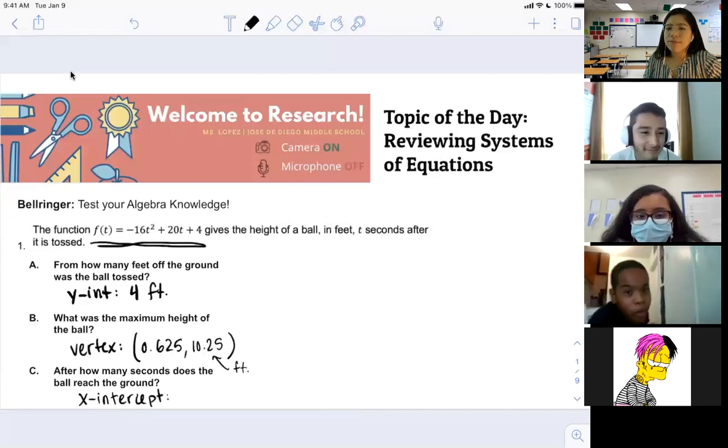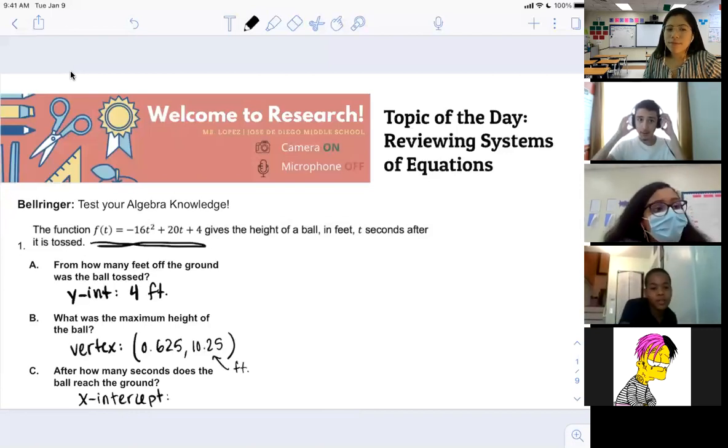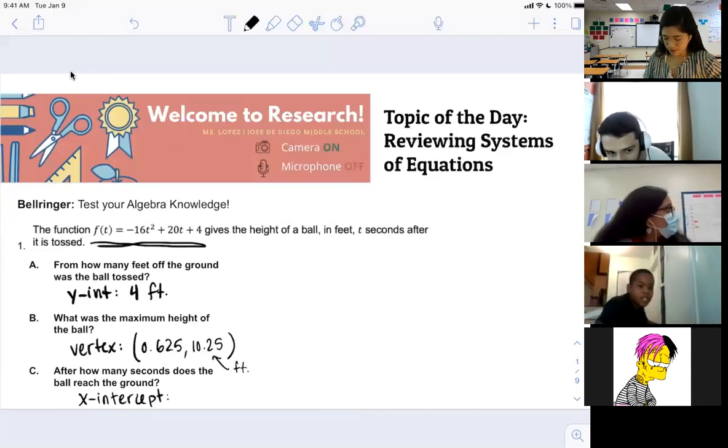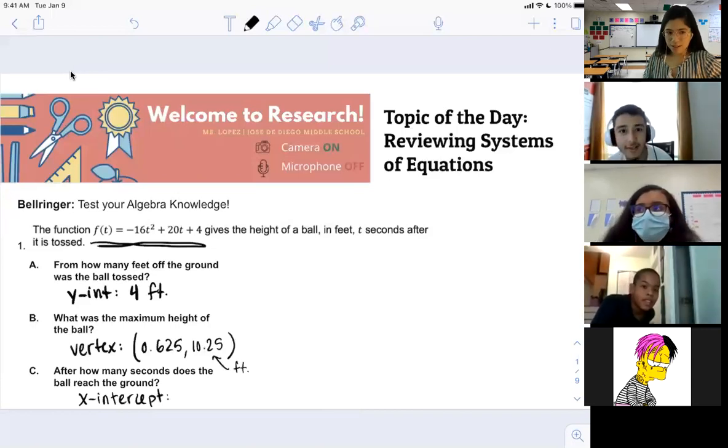Like standard form or vertex form, not vertex form. It's already in standard form. You're on the right track. We are going to use a certain, y-intercept, x-intercept. I'm just gonna say random.